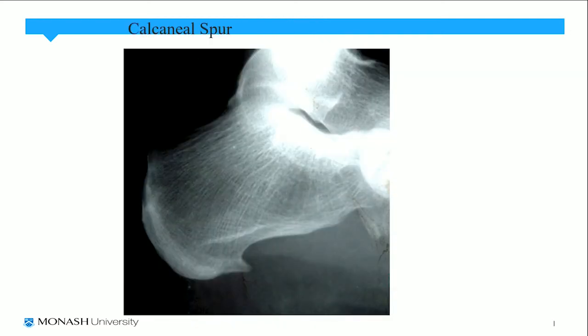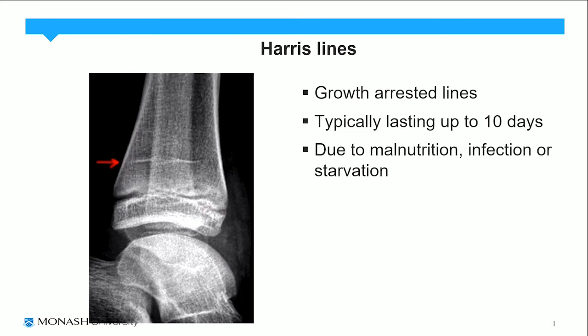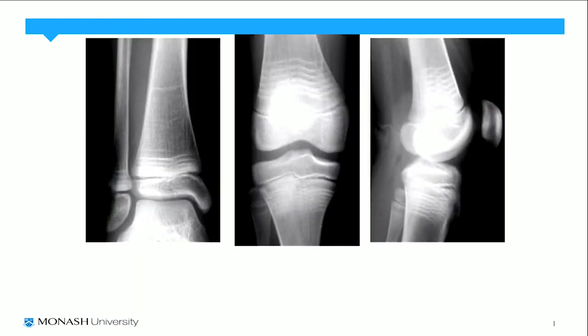Very common, of course, is the calcaneal spur, which can vary in size as well. Harris lines are growth-arrested lines. They typically last up to 10 days, and they occur due to severe malnutrition, infection, or starvation. In this image, especially in the middle and the lateral views, we can see there are multiple Harris lines, and each one of those actually indicates a time period when there was severe malnutrition.